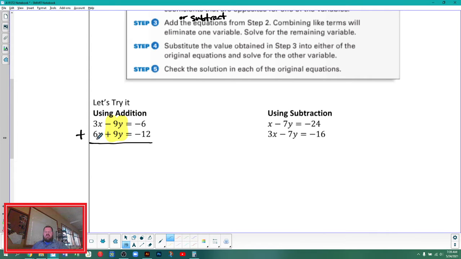When I do that, 3x plus 6x is 9x. Negative 9y plus 9y is plus 0y. But 0 times anything is 0, so we actually just don't write that. I'm just going to cancel it out and pretend it's not there. On the other side, negative 6 and negative 12 is negative 18. So now the equation I have says 9x equals negative 18. That's an equation with one variable that we would just love to solve. And I get x is equal to negative 2.